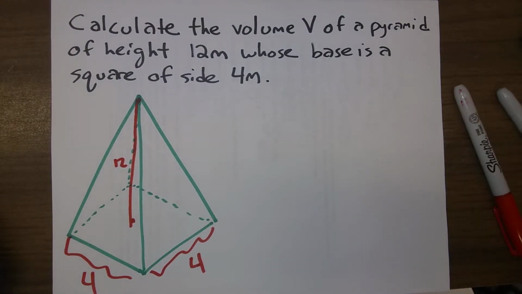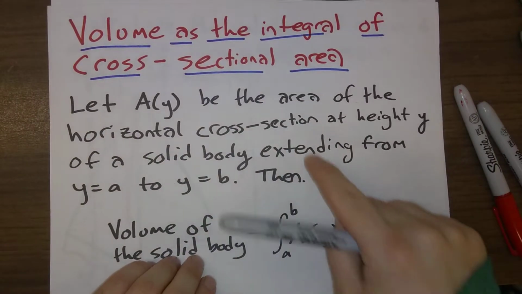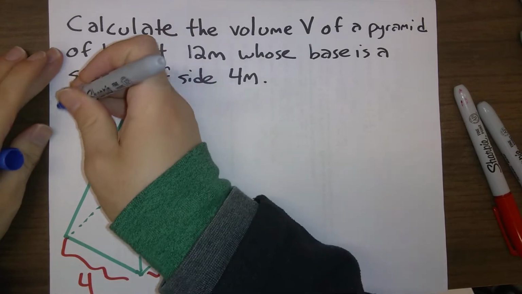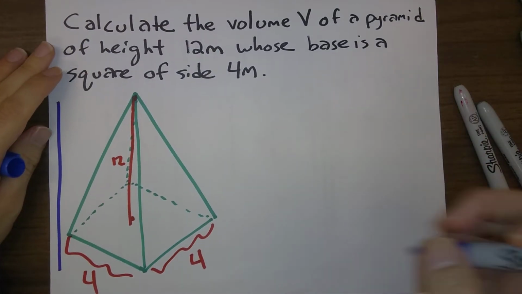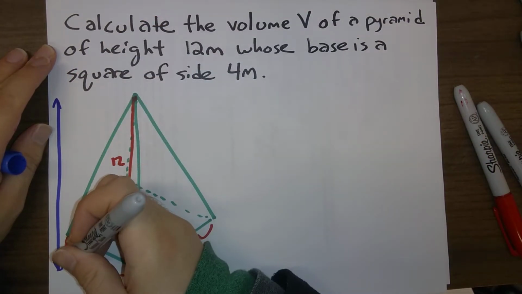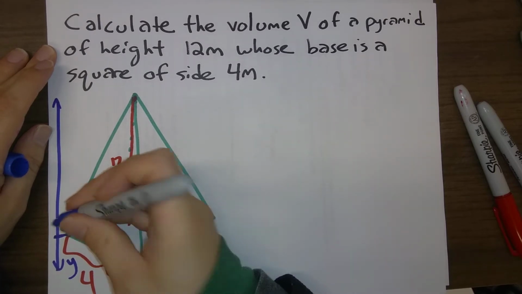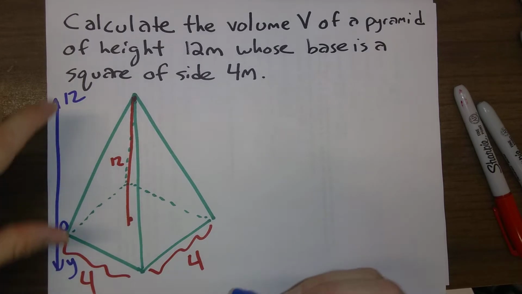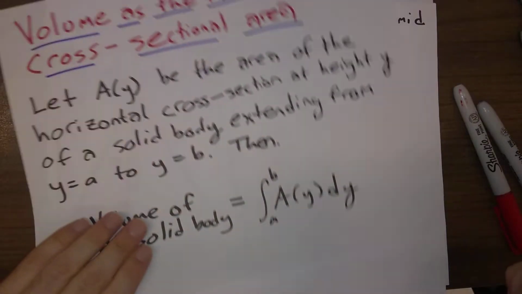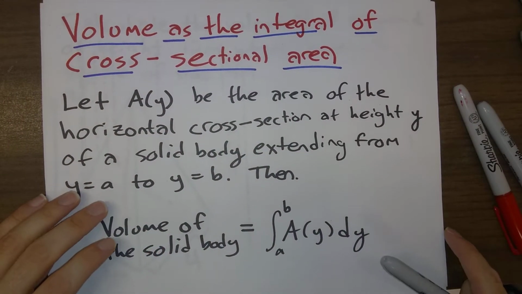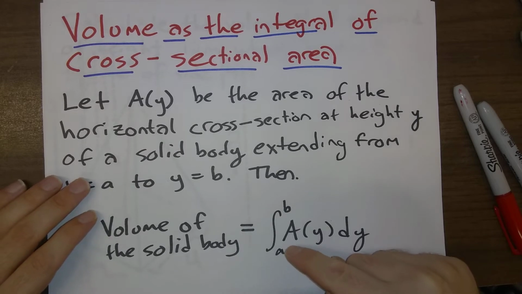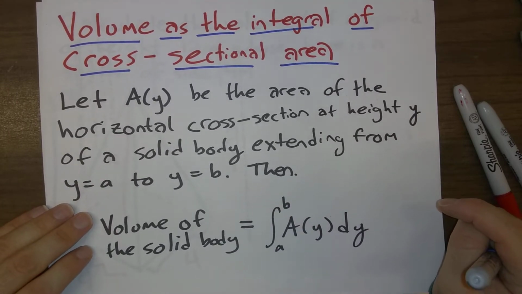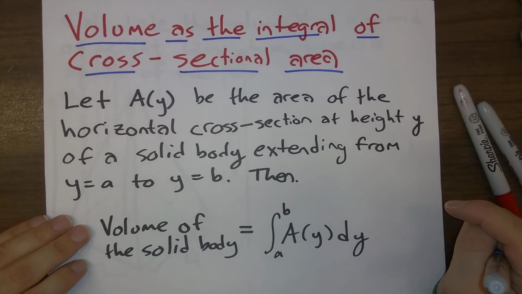Okay, so we want to think about finding cross-sectional areas, and we're thinking of the horizontal axis. This is the y-axis, and so down here we're starting at y equal to 0, and we're ending at y equal to 12 at the top. So we can already start to fill in a little bit of information here. We know our integral is going to be the integral from 0 to 12 of A of y dy. Now our challenge is to figure out what the cross-sectional area is.